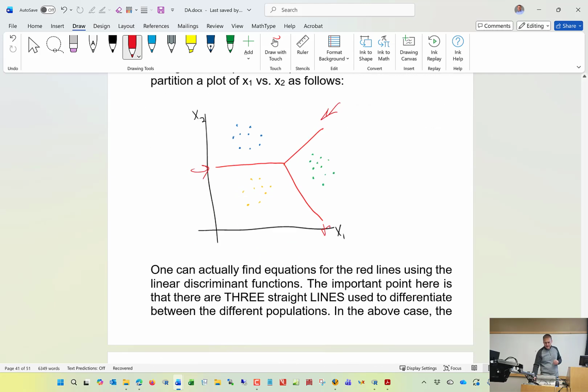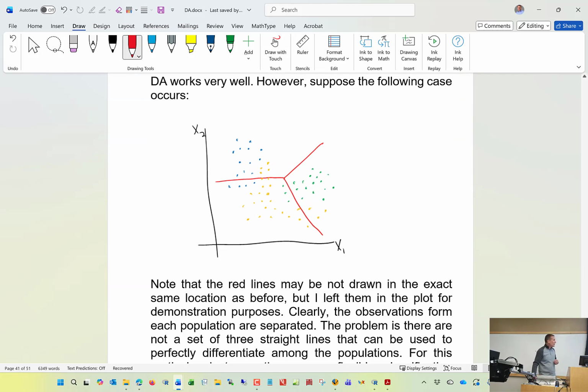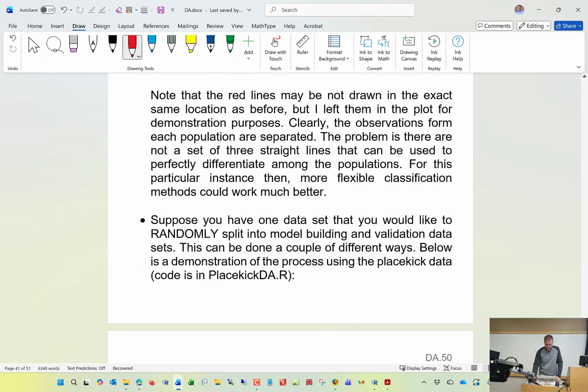Okay? Now, this also gets into, well, where does discriminant analysis fail? It could fail in a situation like this, where straight lines don't work very well to divide everything up. And there are other techniques that we can use if one has to worry about that.